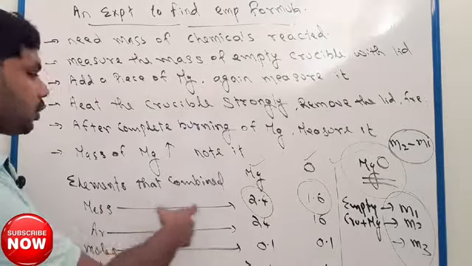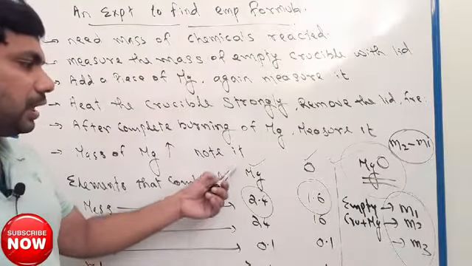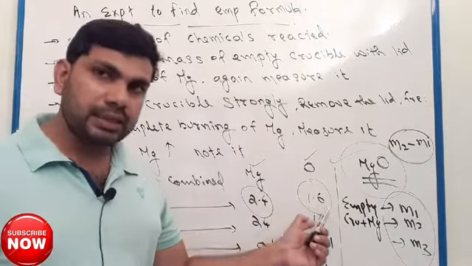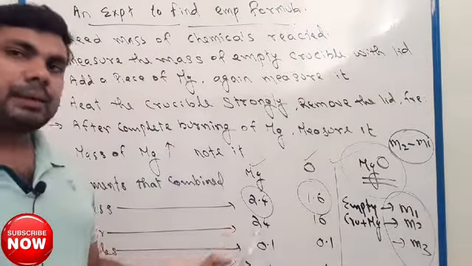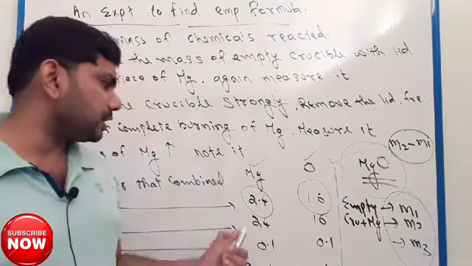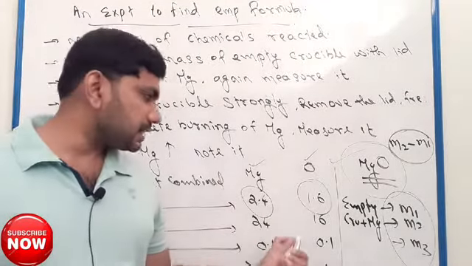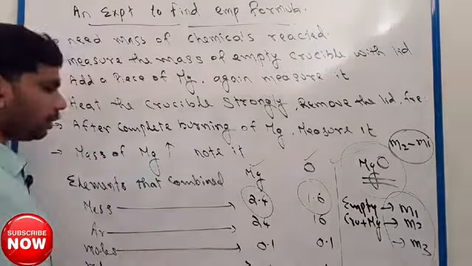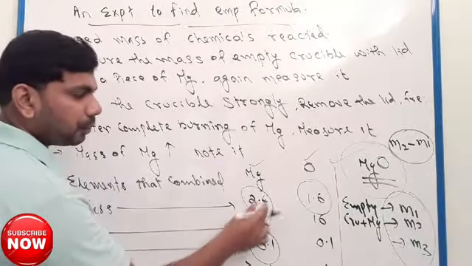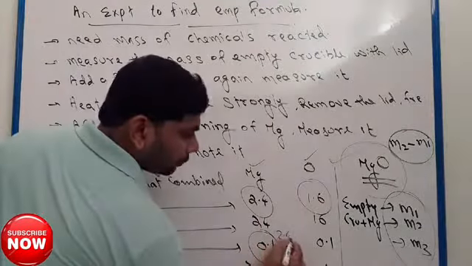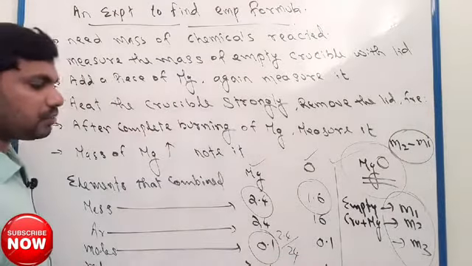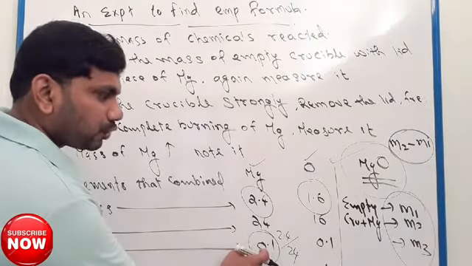So here, the mass obtained by this experiment: mass of magnesium 2.4 and mass of oxygen 1.6. The relative atomic mass of magnesium and oxygen you will obtain from the periodic table. Magnesium 24, oxygen 16. Then you will obtain the number of moles of magnesium: 2.4 divided by 24, it is 0.1.